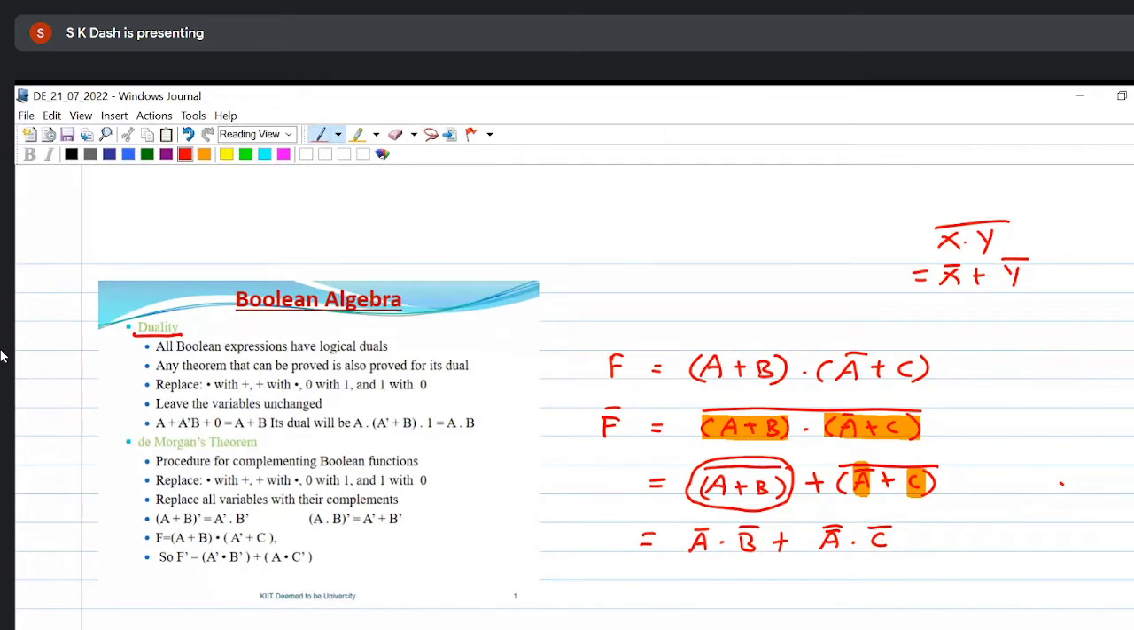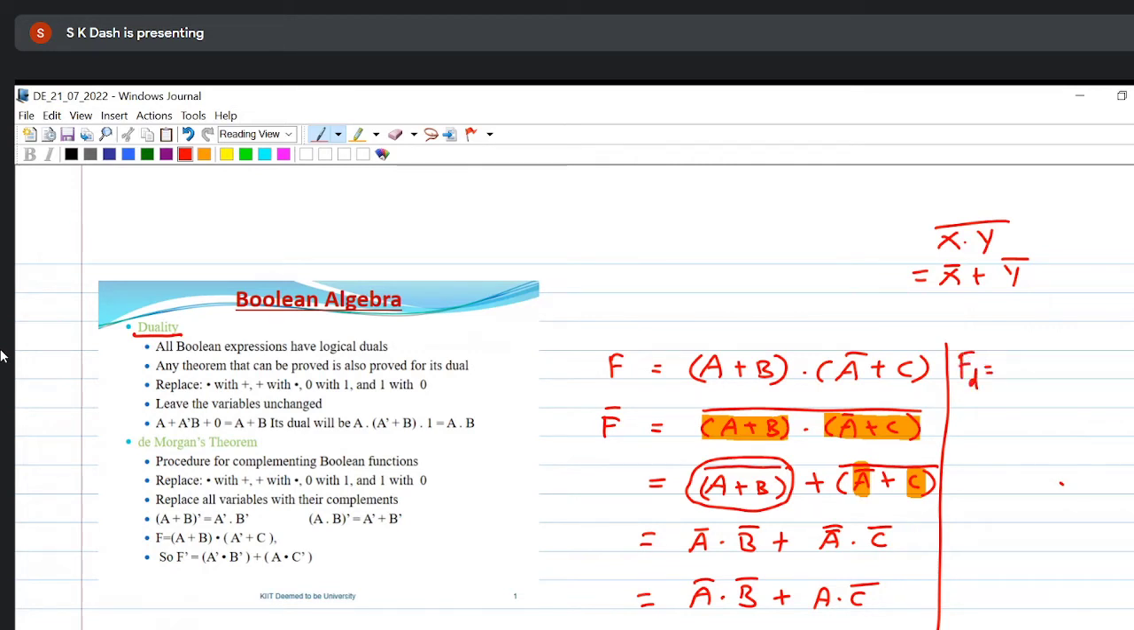But double complements cancel each other. So what will happen? This will be a bar dot b bar plus a dot c bar. So we can follow it like this, or we can also directly convert this into a dual function. From that also we'll be able to find the dual of this function.